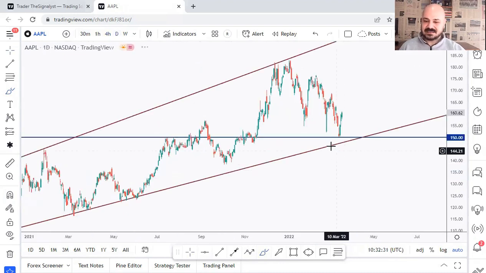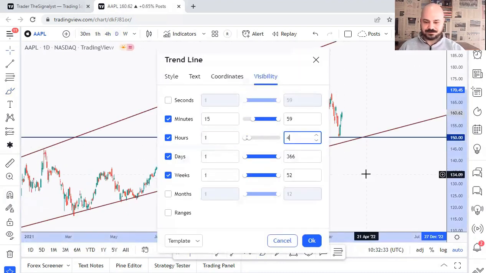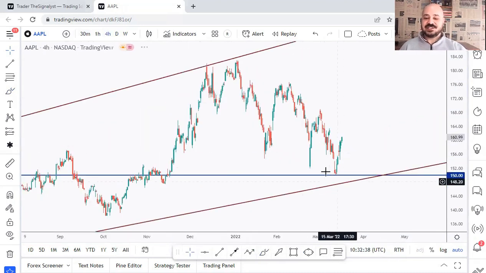Let me make the trend lines appear on H4. Here we go. And this one as well. Fantastic. So now the price rejected our 100. If you were trading on lower time frames, you could catch maybe this area.